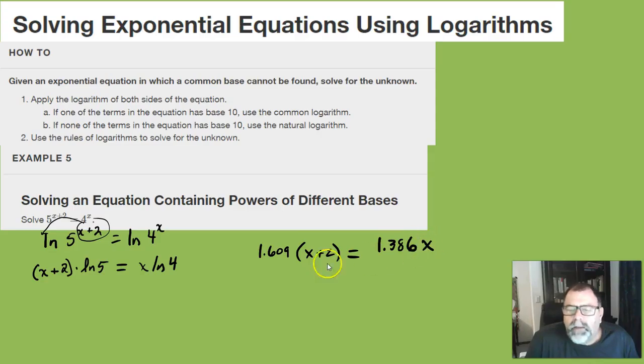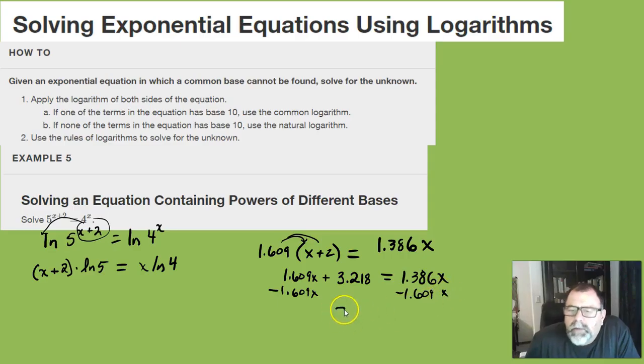And again, I'm approximating it because ln of 5 is an irrational number, so it has an infinite number of decimal places. Same thing for ln of 4. But if you're struggling with this, you could do what I'm doing here. So we're just going to distribute the 1.609, and then 1.609 times 2 would be 3.218. Okay, this side we don't need to do anything. Now we want to subtract 1.609x from both sides. So we get 3.218 equals, let's see here.